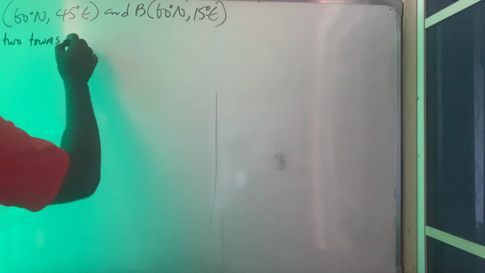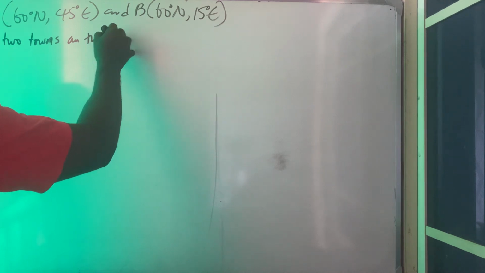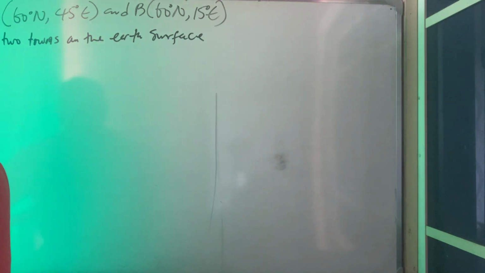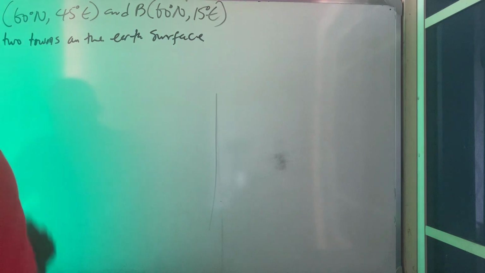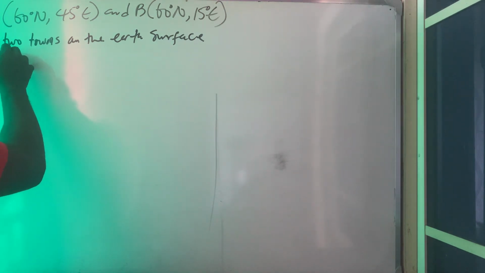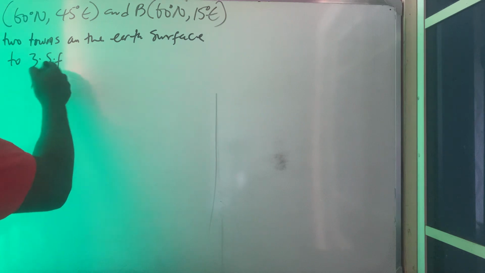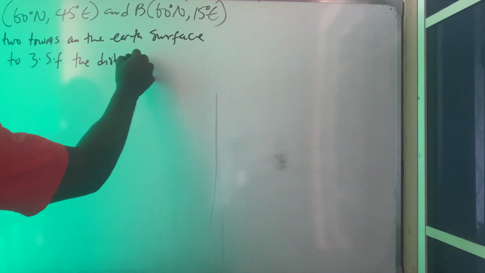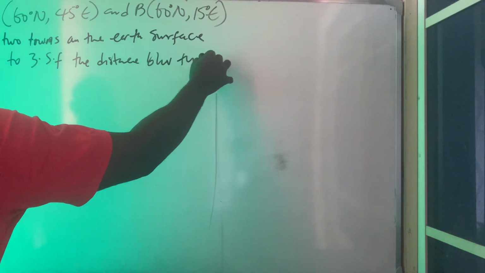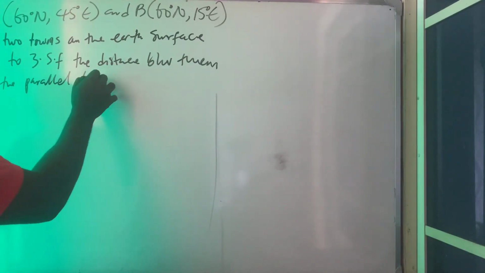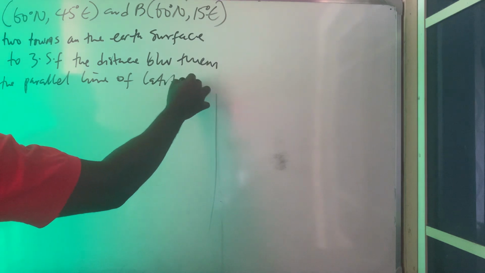Two towns are on the earth's surface. Calculate to three significant figures the distance between them along the parallel of latitude.